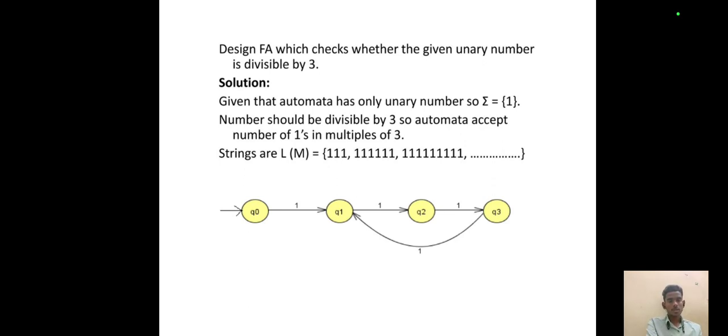And in this, the initial state is q0, and there is no final state in this state because it should satisfy all the conditions. At the starting the state will be in the initial state, that is q0, and when we insert the 1, it changes the state from q0 to q1, and when we insert another 1, it changes from q1 to q2, and when we insert another 1, it moves from q2 to q3.